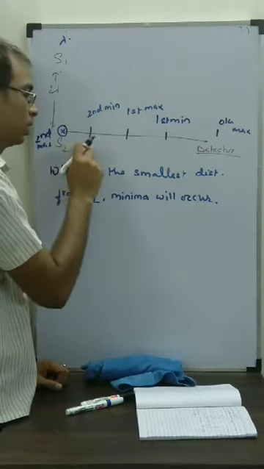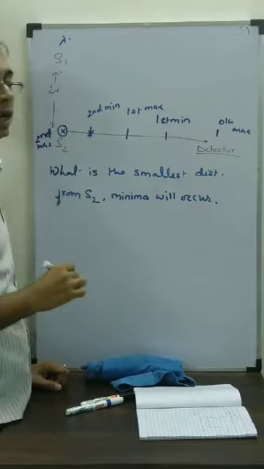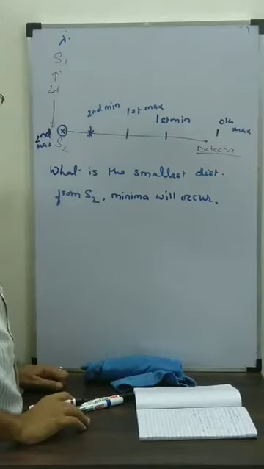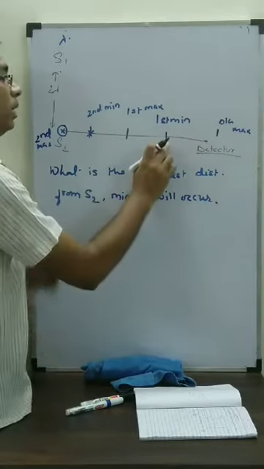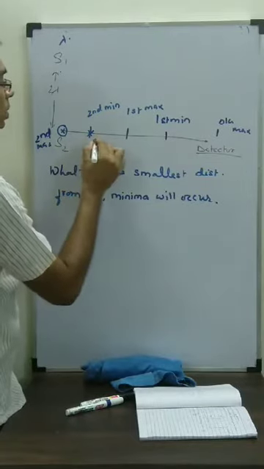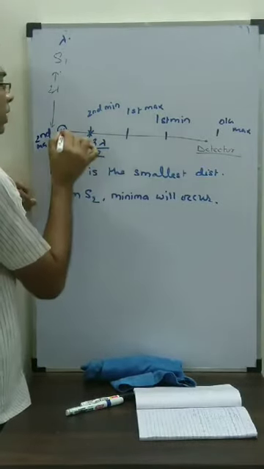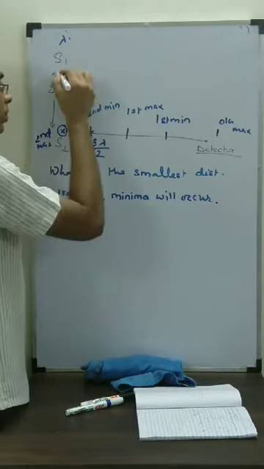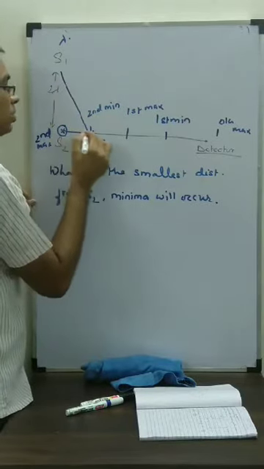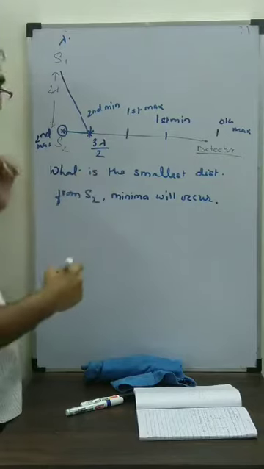So what are we going to get here? Second minima. And for second minima, how much should the path difference be? For first minima, lambda by 2. For the second one, 3 lambda by 2. So the wave coming from S2 and the wave coming from S1, their path difference should be equal to 3 lambda by 2.